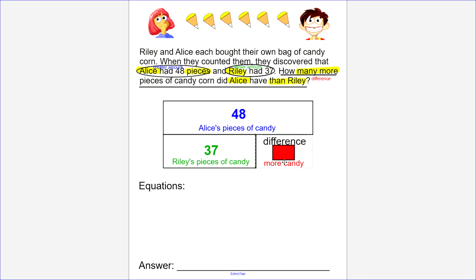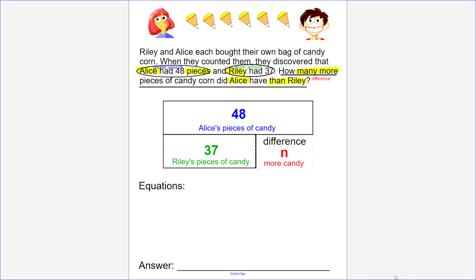Finally, think about the difference. What number should we put for the difference? You're right, because the question is asking us to find the difference. We don't know it yet. That means that I'll put N for the difference, N for more candy.